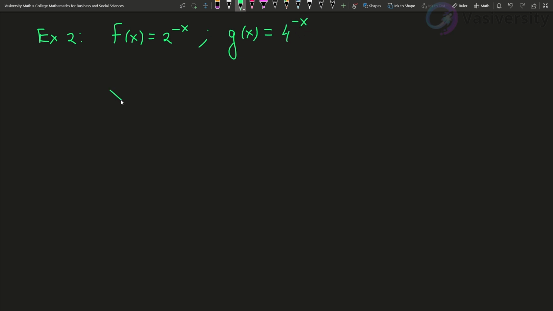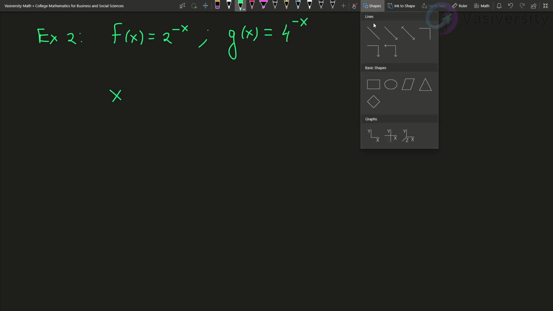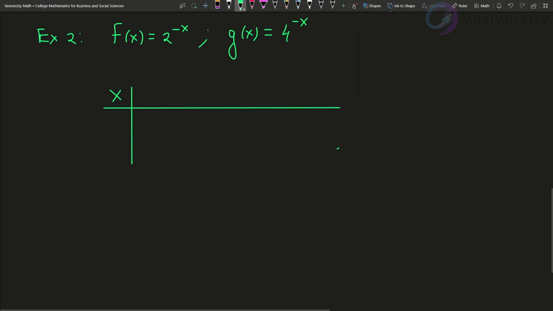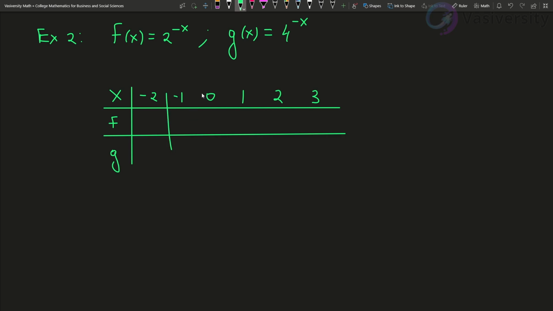Okay, so once again, let's make the table. We're going to have the same values, but let's make it -2, -1, 0, 1, 2, 3. I increased the values purposely. Here we're going to have f, here we're going to have g, and we're going to be computing it as we go. Okay, perfect. Let's go ahead and start.